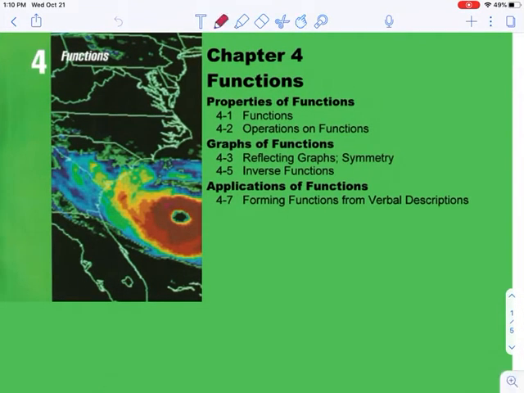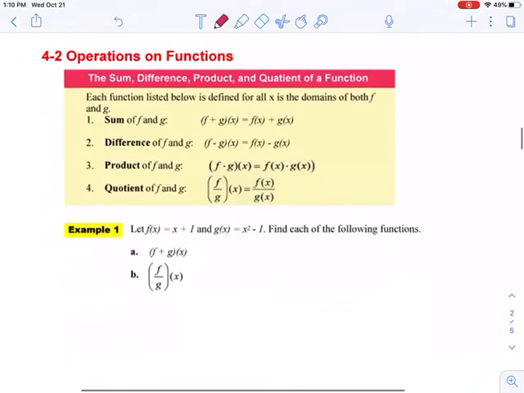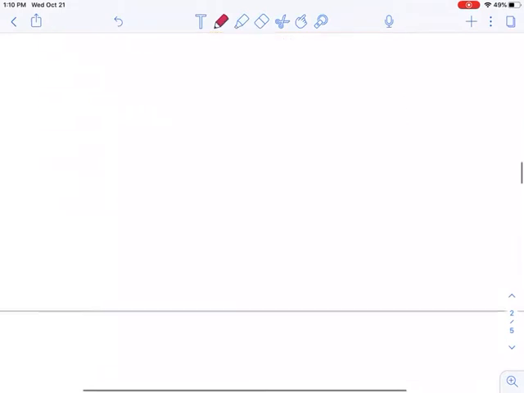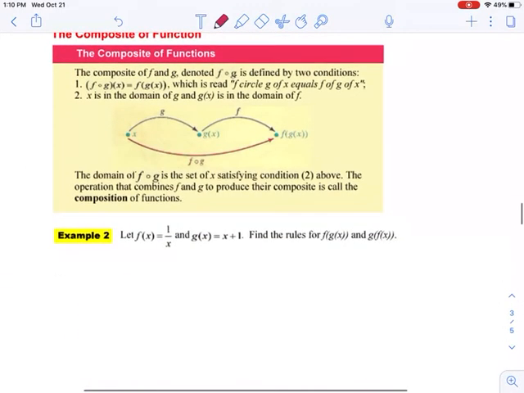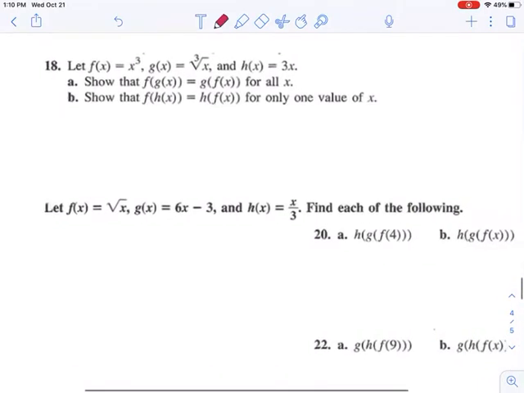Alrighty, the rest of 4-2. I was going to do your Paul Harvey there, the rest of the story, but you're probably too young to know what that even means. All right, sum, difference, product, quotient, we just did that. Composition of functions, we just did that. All right, do some more examples.